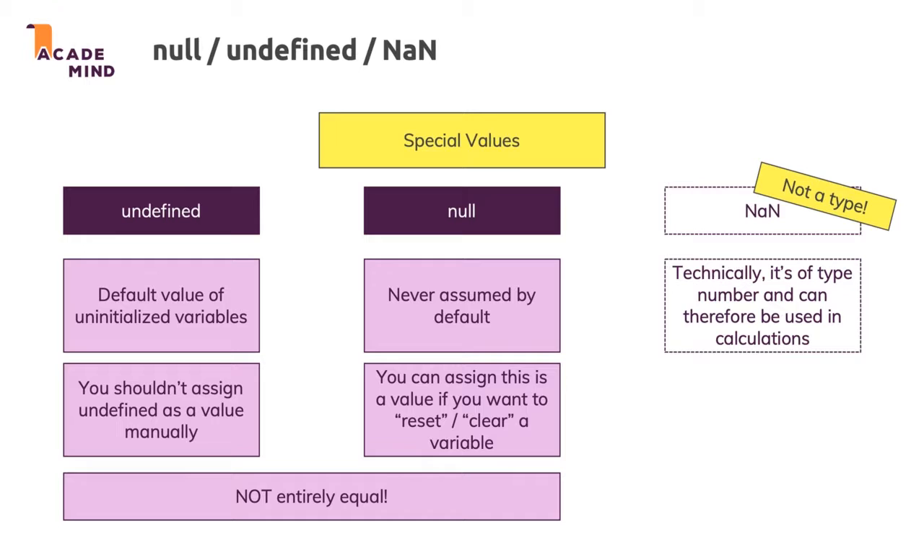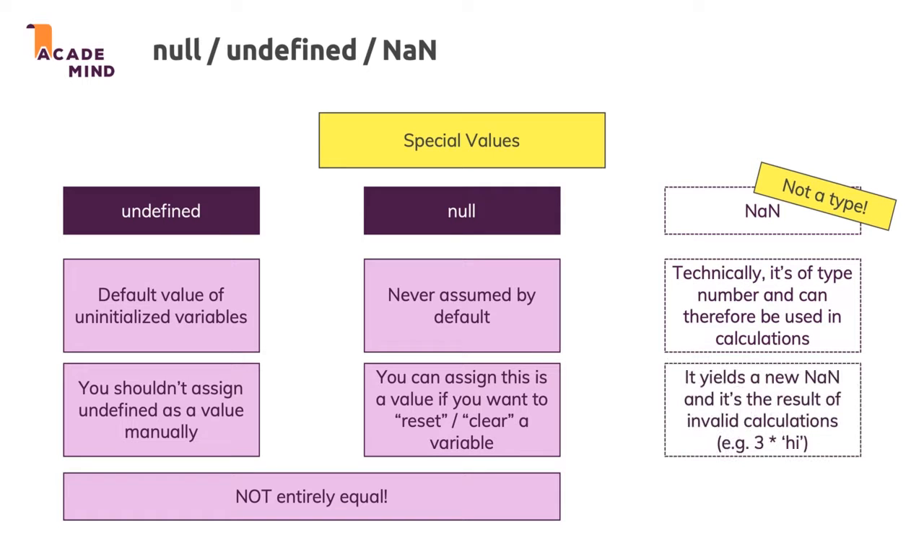Now, the idea behind NaN is that it's kind of like an error code if you run a calculation with something that doesn't include a number. So if you have, let's say, a multiplication with text or anything like that, then you would get not a number as a result. And if you use the not a number value in a calculation, you also get not a number as a result. So this yields not a number if you use it in calculations, and it's the result of calculations that are invalid.